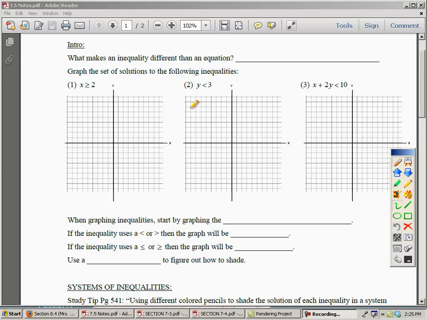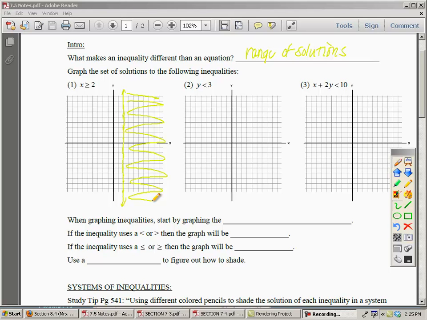but let's start with the original. What makes an inequality different than an equation? Because in an inequality, there are a range of solutions rather than just one solution. Okay, so a range of solutions instead of one solution. And so here we go. X is greater than or equal to 2. Well, x equals 2 is a vertical line at 2. But because it's equal to, I'm going to make this a solid line. Everything greater than that is everything over here.